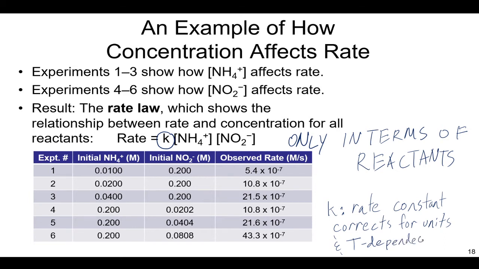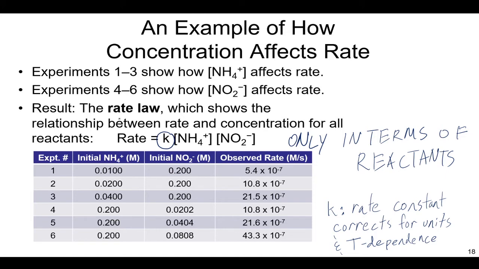We'll learn about Arrhenius and his great contributions to chemical kinetics. But this K you'll see in all rate constant or rate laws, I should say. And it's just a rate constant. It's a constant only at that certain temperature, right? At different temperatures, there are different rate constants, but it also corrects for the units.